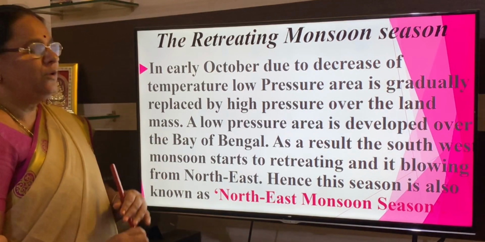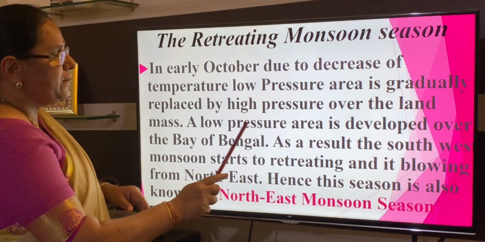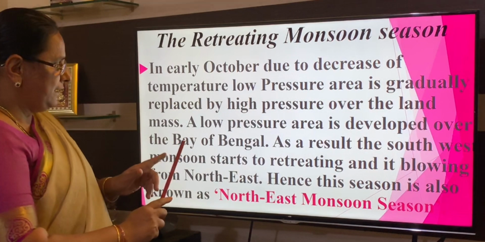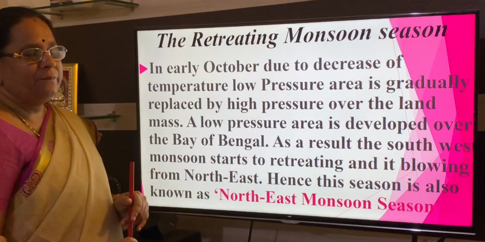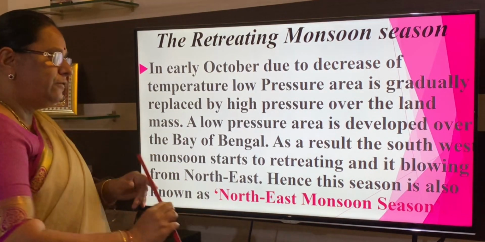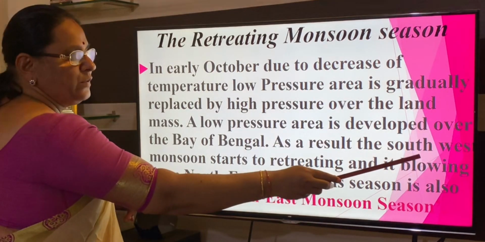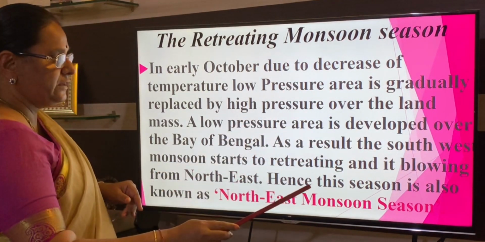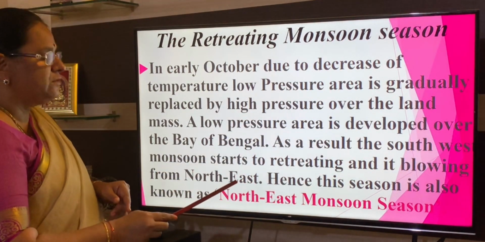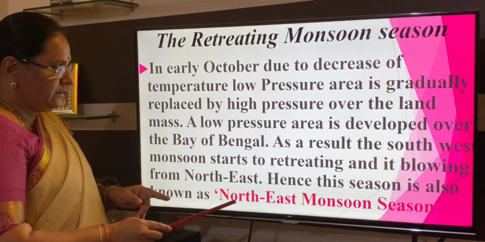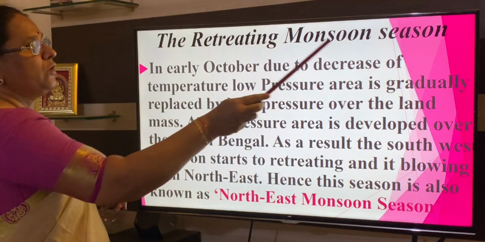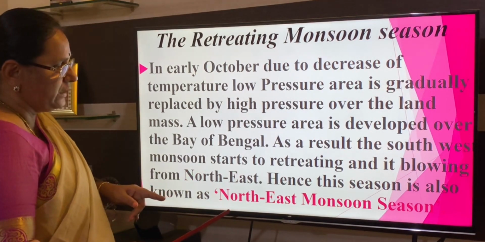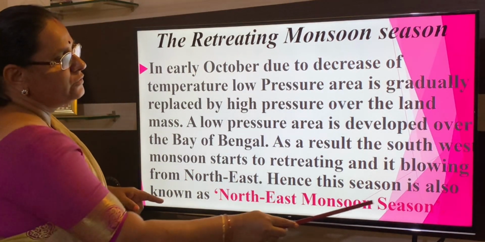In the water body, what we will see is low pressure will be developed, and that you will find in the Bay of Bengal. Due to this, the wind which was blowing towards the southwest will change its direction and start moving towards the northeast. So that is the reason the retreating monsoon season is also called the northeast monsoon season.